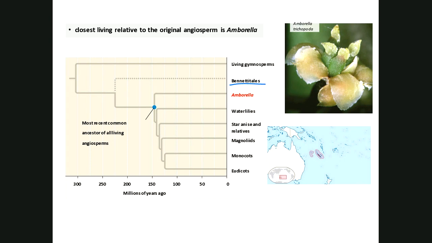So this is the most recent common ancestor of all angiosperms. Amborella is the basal taxon. Amborella is found in a very narrow place in the world. It's found on the New Caledonian Islands. I think that's Caledonian. New Caledonia, that's what that is, right near Australia. And there's a picture of Amborella. Doesn't look like a primitive flower, does it? So that's the basal taxon.